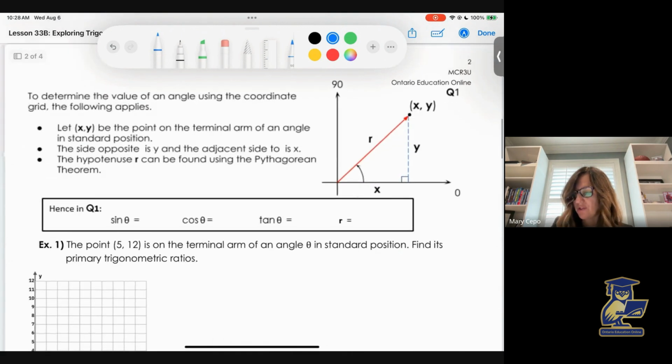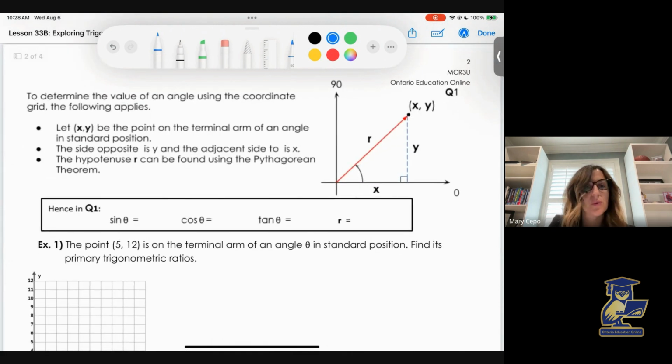Okay, moving on. To determine the value of an angle using the coordinate grid, the following applies. We're always going to let (x, y) be the point on the terminal arm of an angle in standard position. We're also going to look at the side opposite is y, and the adjacent side is always x. So using SOHCAHTOA, now we're putting it onto a grid, so now we can label it according to coordinates. Opposite is always going to be y, adjacent is x, and the hypotenuse is always that radius r.